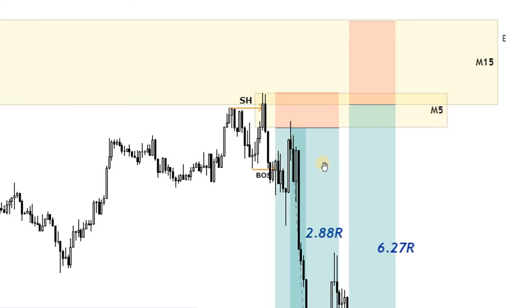You can see that if you had traded based on this confirmation entry, you would have made about 6.27R on the trade. Sorry, this is an error. Whereas if you traded based on the 15 minutes order block, you might end up making about 2.88R. So you can see the difference and why confirmation entry is always good.